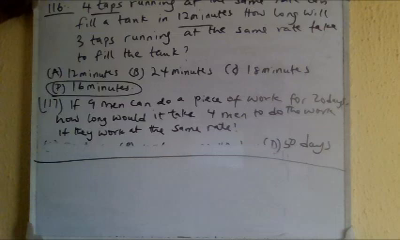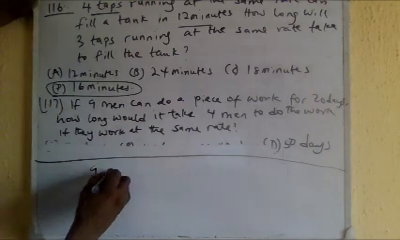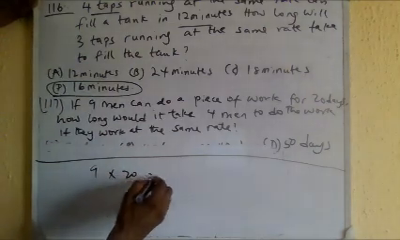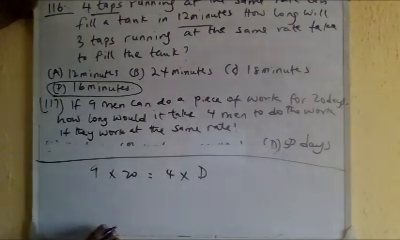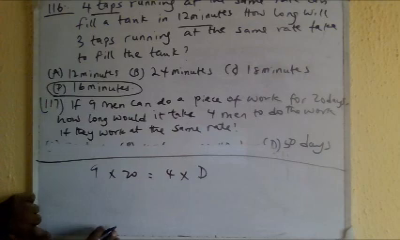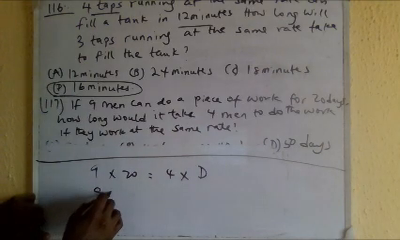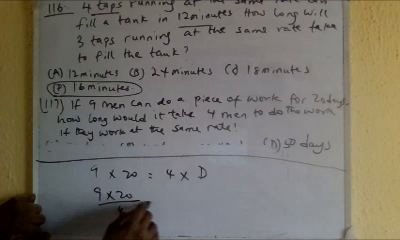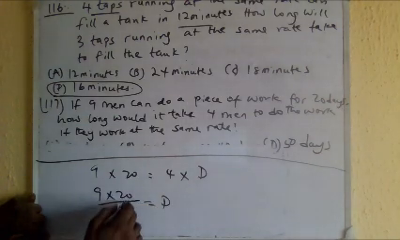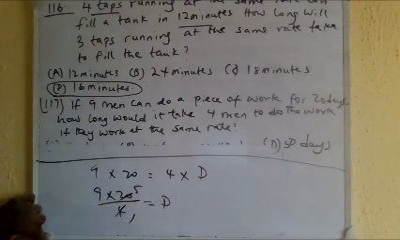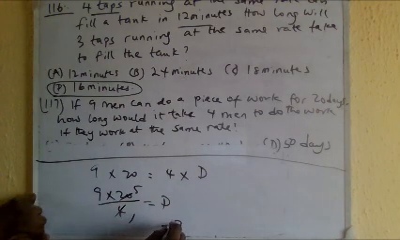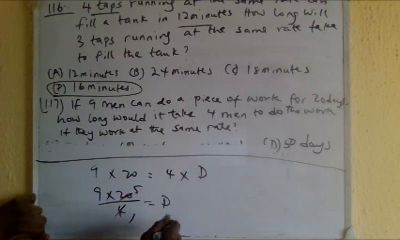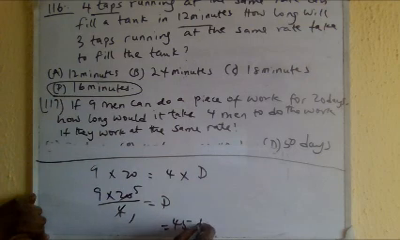So you say 9 times 20 is equal to 4 times the number of days you are looking for. So it should be longer than the 20. So 9 times 20 over 4 is equal to the days. 4 here 1, 4 here 5. So 9 times 5 is 45. So the number of days that 4 men will use is 45 days.